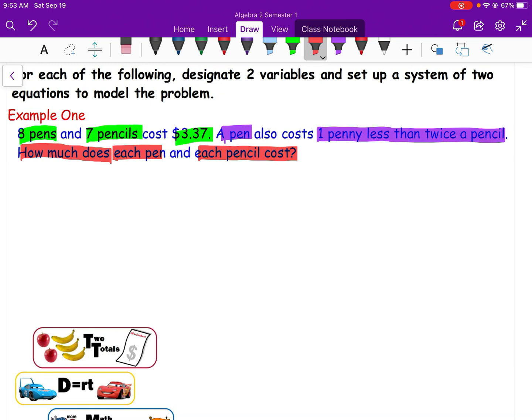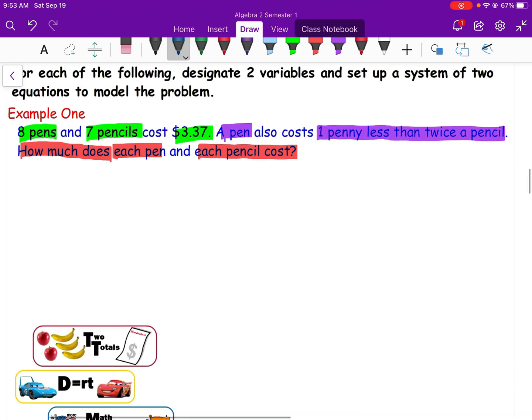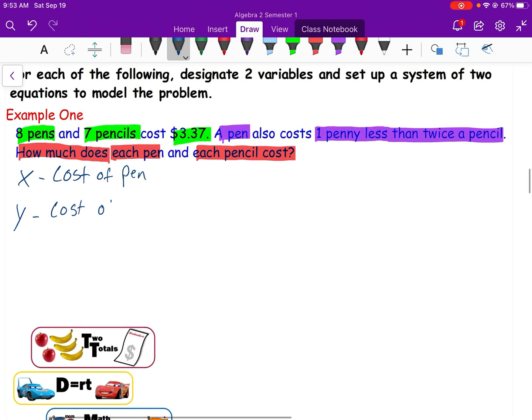Now, when we're looking at these, the actual question is what's going to help us define the variables. The question is how much does each pen and each pencil cost? So that's what the variables will be. Typically I like to use the first letter of each variable, like in this case pen and pencil. Since it's P and P, I'm going to use X and Y. The thing I don't like about this is that you need to make sure you're keeping track of what X is and what Y is. So for X, let's say cost of pen, and Y, cost of pencil.